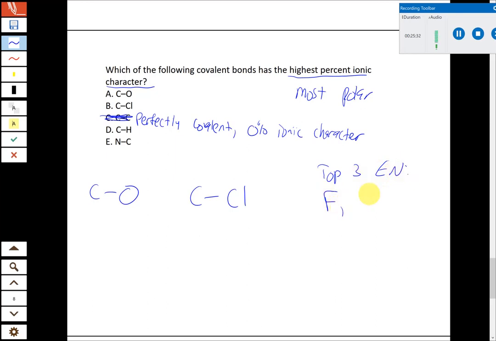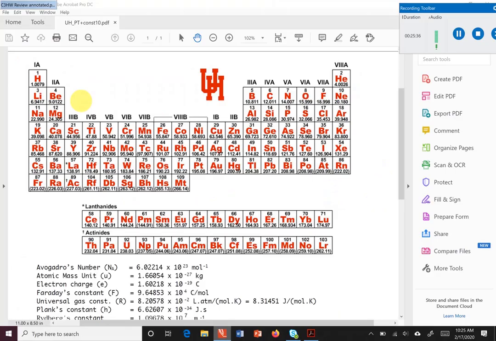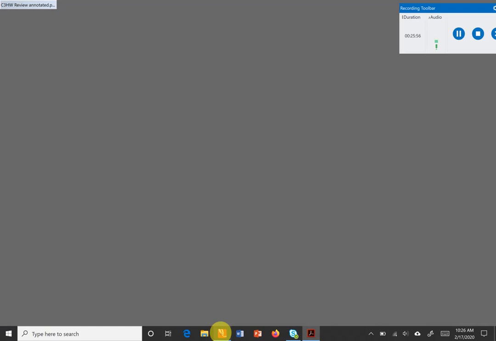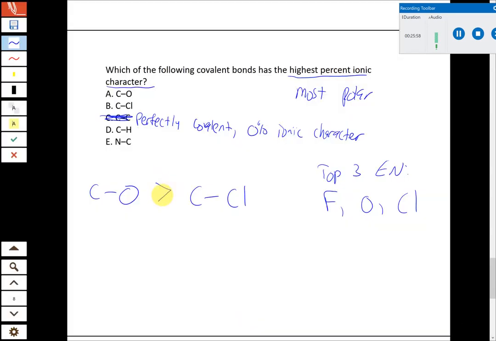So fluorine is the most electronegative, then oxygen, then chlorine. So those atoms are the most electronegative. So oxygen and chlorine are 2 of the 3 most electronegative atoms. But oxygen is more electronegative than chlorine, meaning that the polarity of a carbon-oxygen bond is larger than the polarity of carbon-chlorine. They're both more electronegative than carbon, but the difference between carbon and oxygen is thus greater because oxygen is a bigger electronegativity value than chlorine. Okay, so comparing those two, CO is going to be more polar, so we can get rid of choice B.